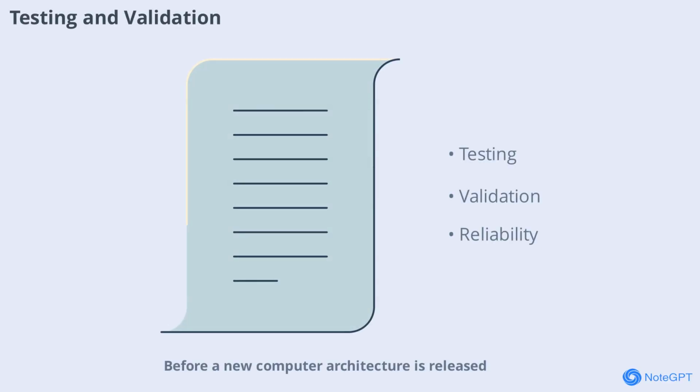Before a new computer architecture is released, it undergoes extensive testing and validation. This ensures that all components work together as intended and that the system meets performance and reliability standards. Rigorous testing is essential for building trust in new technology.